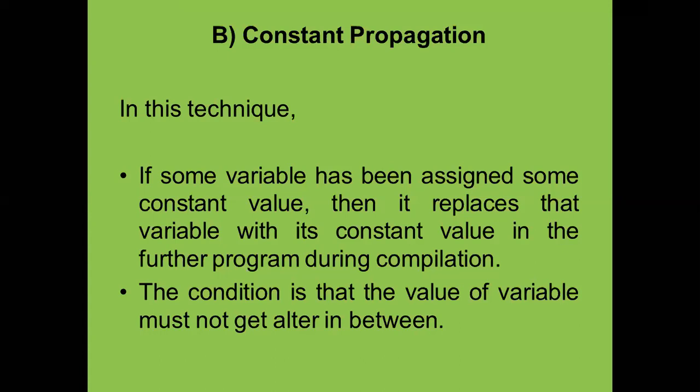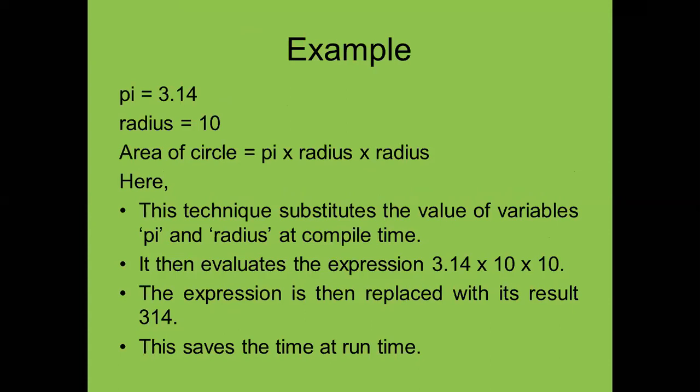That is called constant propagation. Here you can see in this example, pi is equal to 3.14, radius is equal to 10, and area of circle is pi r square. Now we can say this technique substitutes the value of variables pi and radius at compile time. So whenever you do the compilation, it will consider the value of pi and the value of the radius, whatever you have already provided.